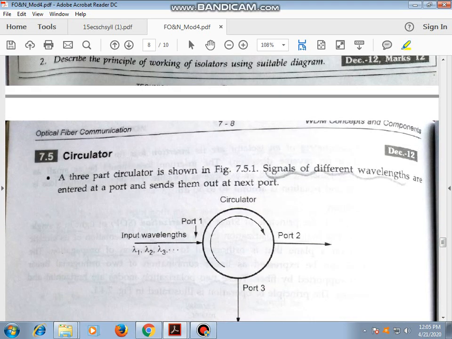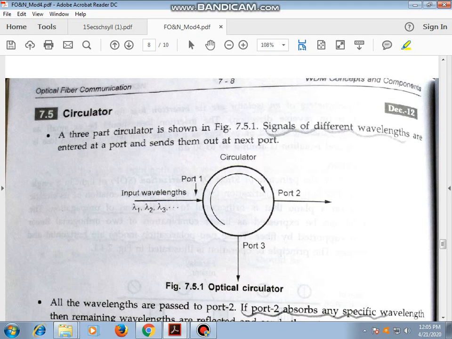Next we'll discuss the circulator. By looking at this diagram you can see that this is a 3-port device. This is the 1st port, 2nd port, 3rd port. Port 1 is the input port, and the other 2 ports are output ports. This arrow mark itself gives this information. This is the optical circulator. A 3-port circulator is shown in the figure.